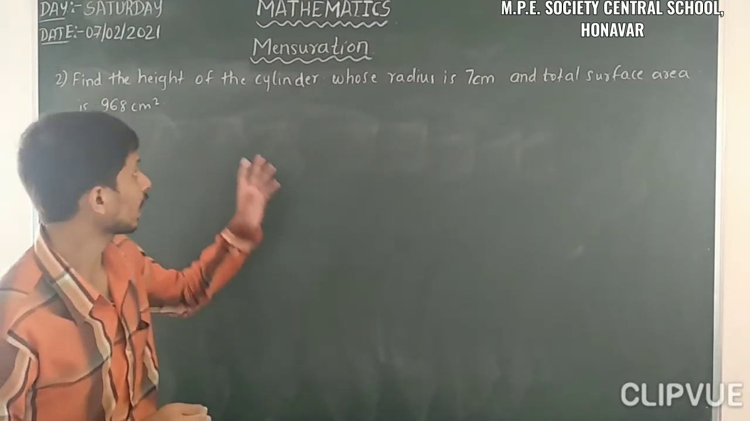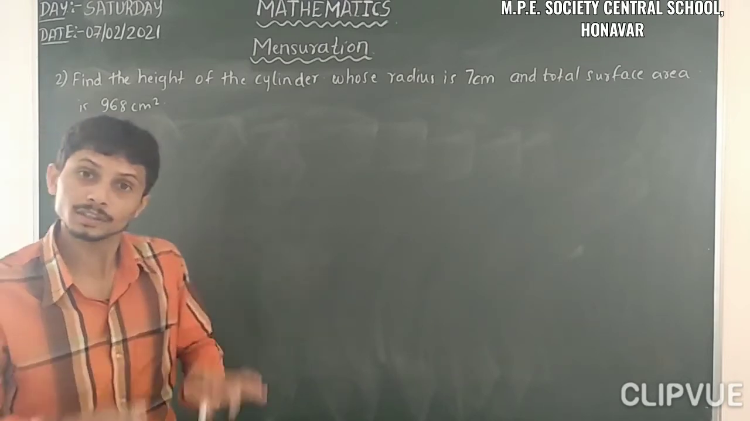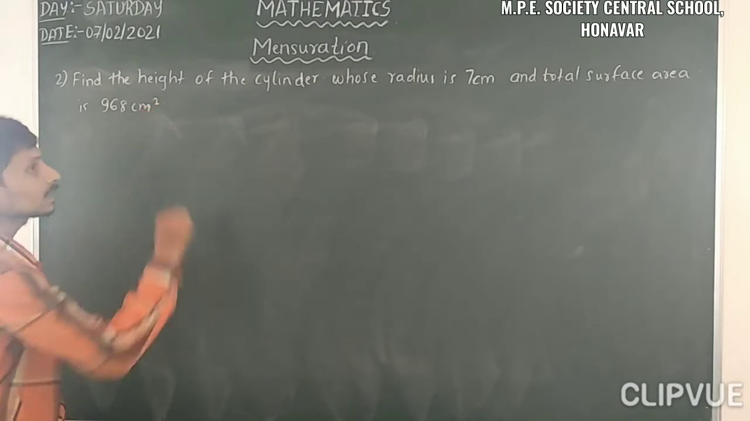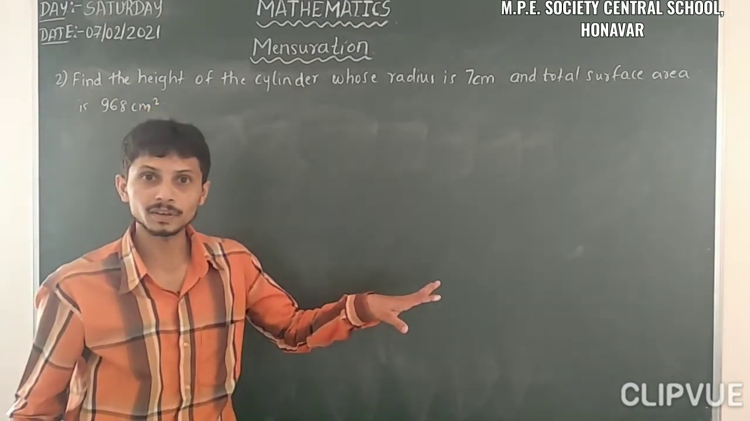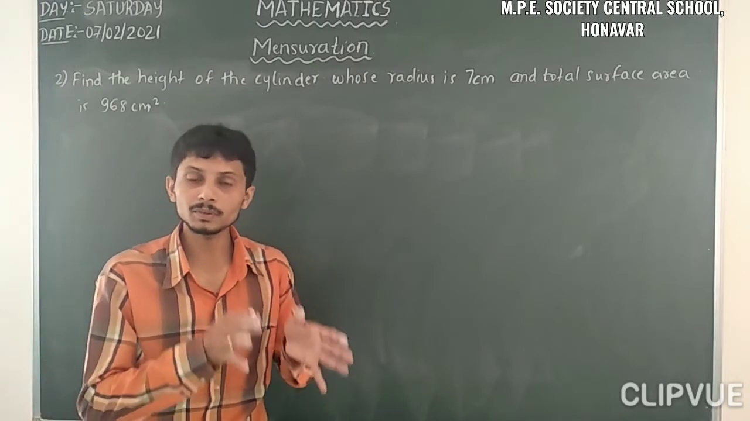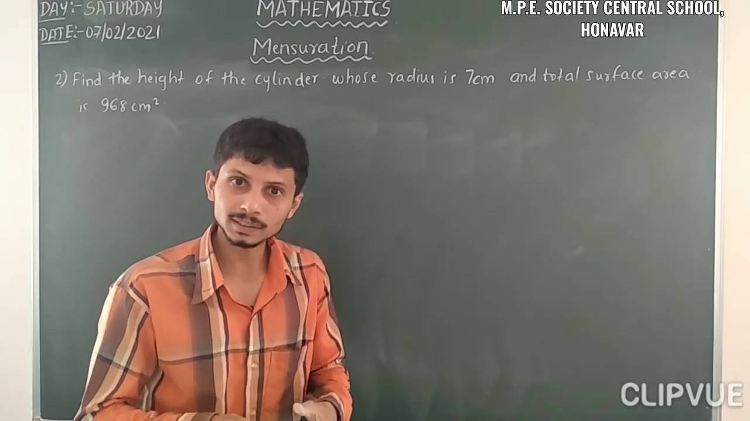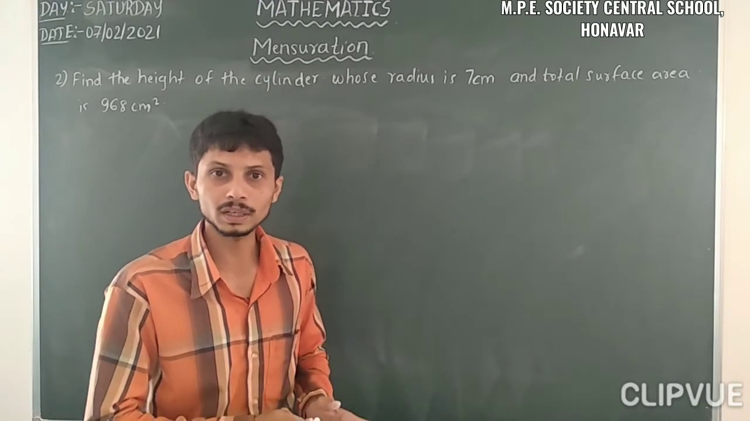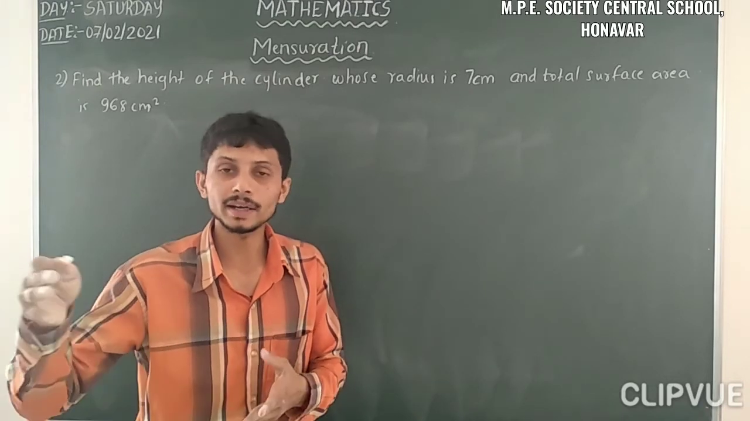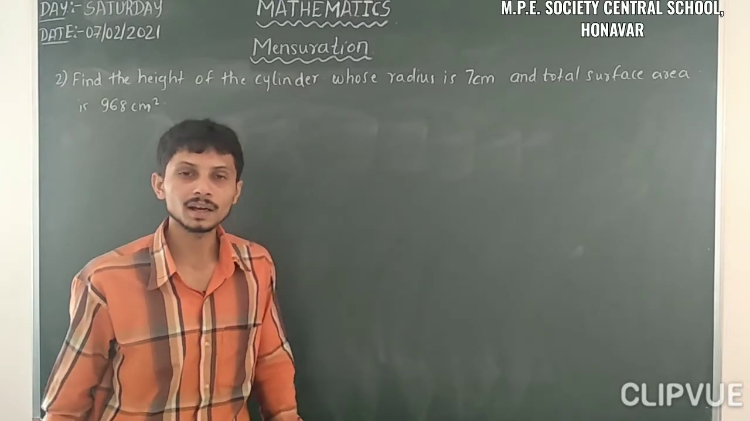Here just observe, we have to find out the height of the cylinder whose radius is 7 centimeter and total surface area is 968 centimeter square. That is, total surface area is given and radius is given. We have to find out the height. So already we know that total surface area is equal to 2 pi r into r plus h. In that r we can substitute, pi we know, 2 we have, and r plus h. In that r we have and h we have to find. Remain as it is and then we can get the answer.